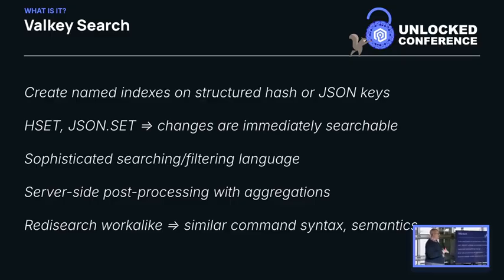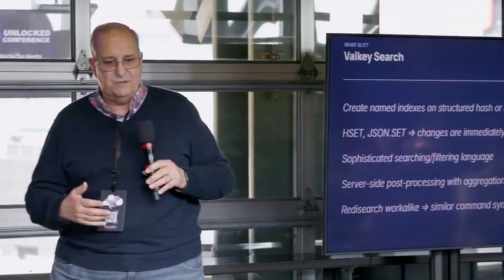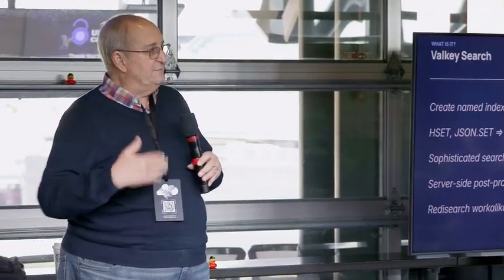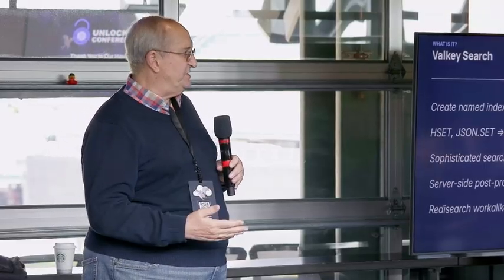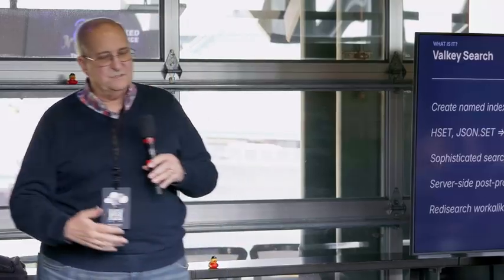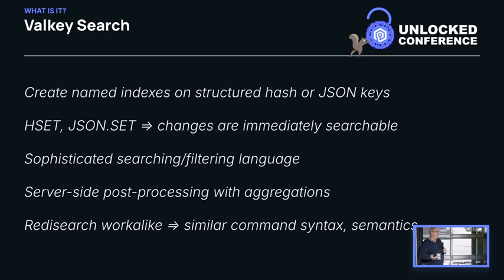Now, you don't have special commands for that. In the context of the Valkey search, your data lives where it always did. It lives in hash keys, it lives in JSON keys. And you tell the module to create an index over those keys, and the index just automatically populates. So if you change a key, then the contents of that key become immediately searchable. You don't need to execute another command.